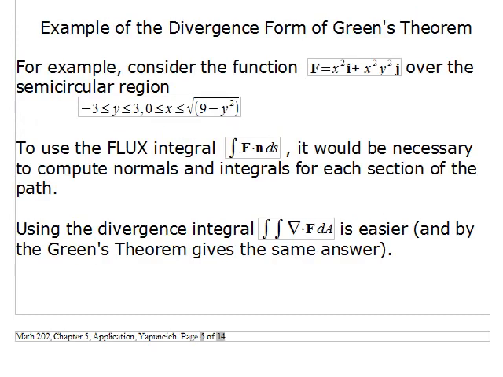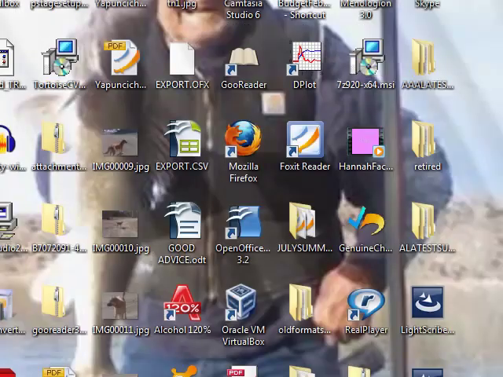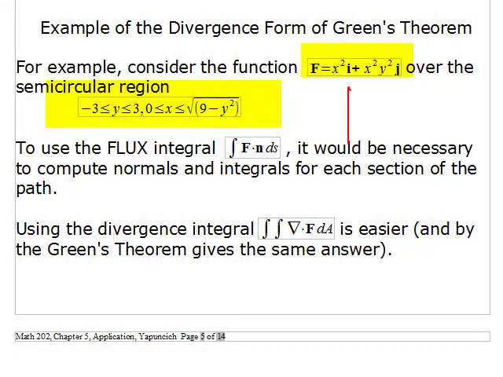So here's the example. We're going to look at this function, f equals x squared in the i direction plus x squared y squared in the j direction. This is just a function we're going to consider. It is a vector function giving a vector field. And we're going to look at the semicircular region. If you were to draw it, of course it would look like this. So you're going to go from 3 to minus 3. Sorry, this isn't drawn very nicely. This is out to 3 on x. So it's this semicircular region, okay? And we're talking about the whole region inside.